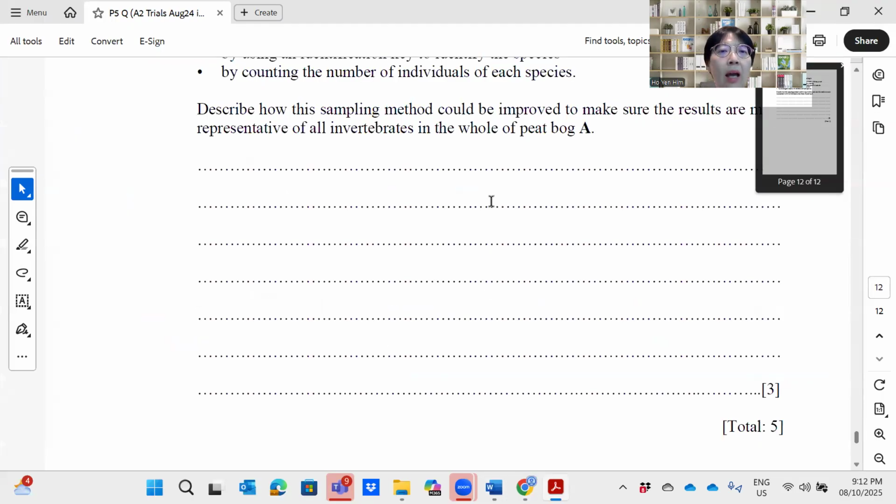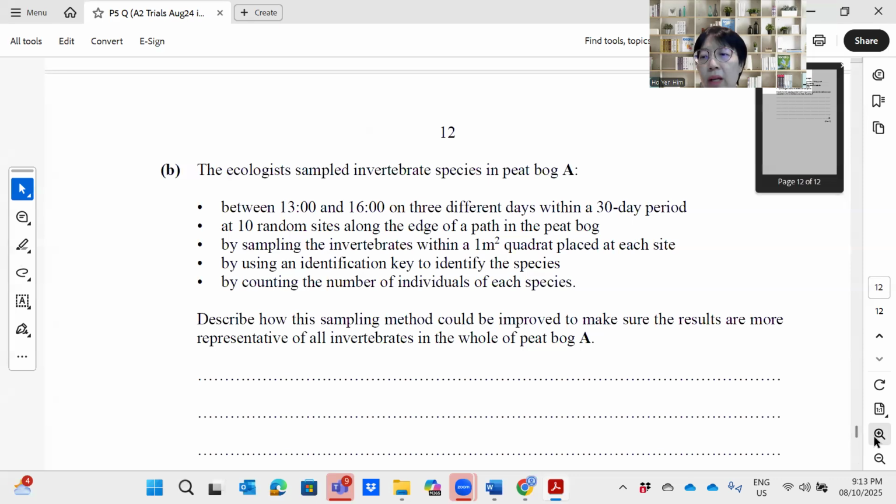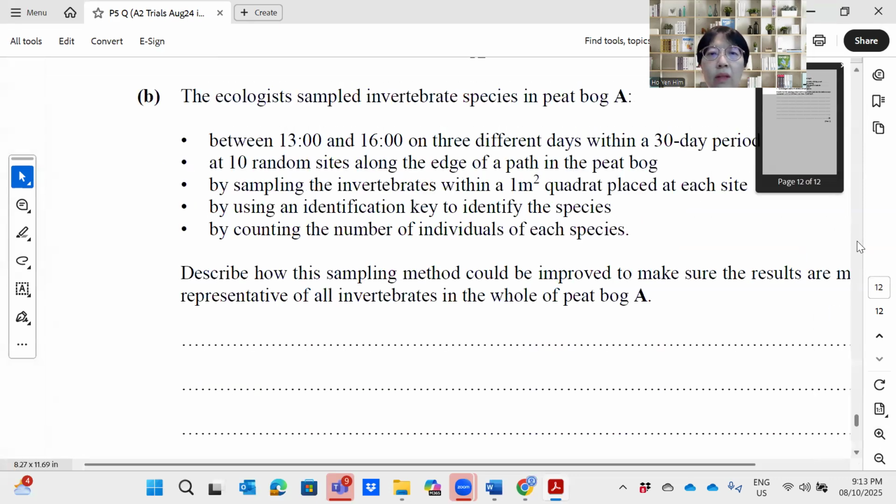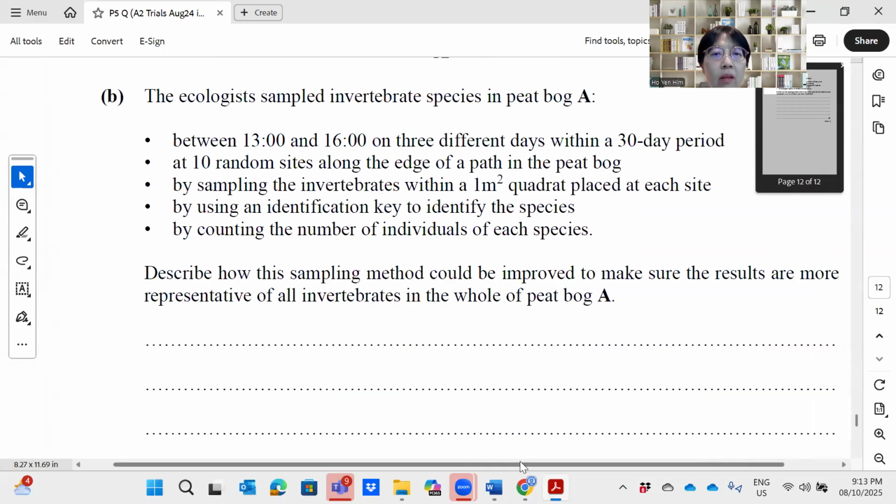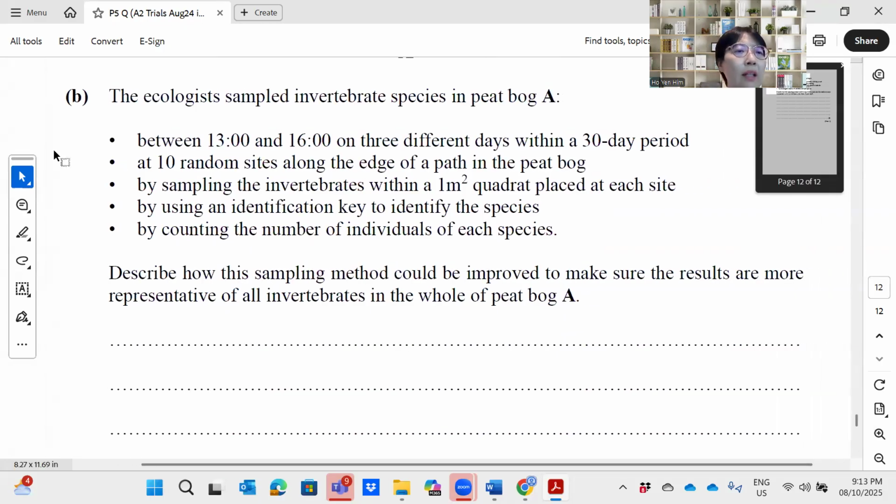Last question. Describe how this sampling method could be improved to make sure that the results are representative of all invertebrates in the whole pig bog. So they tell you the story of how this experiment is conducted. They give you the criteria where they conduct the experiment. They ask you for each of these items how you can improve this experiment by improving these variables that have been used in the experiment.